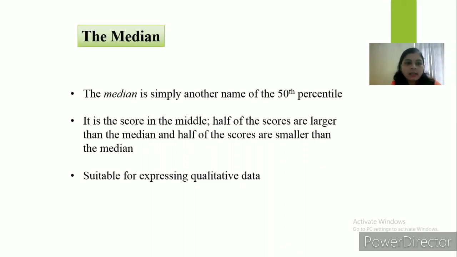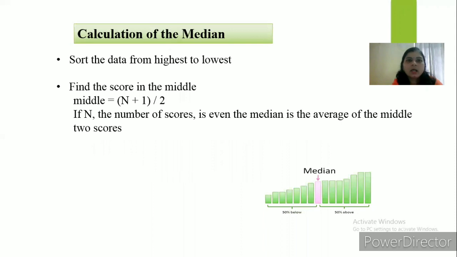And in higher-level statistics, the median is generally used as a measure of dispersion. And the median is important because it describes the behavior of the entire set of numbers. And also the median is simply another name for the 50th percentile, and it is suitable for expressing qualitative data.